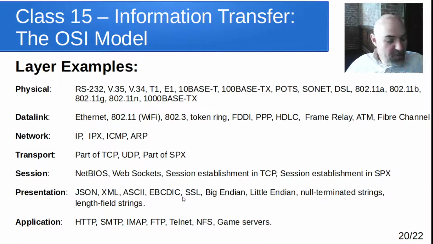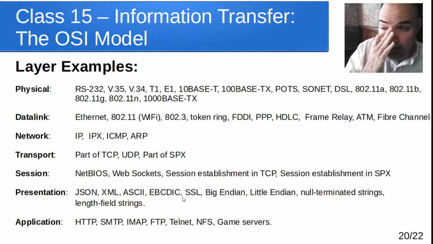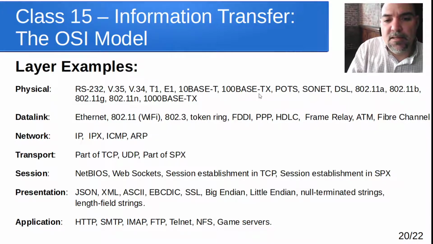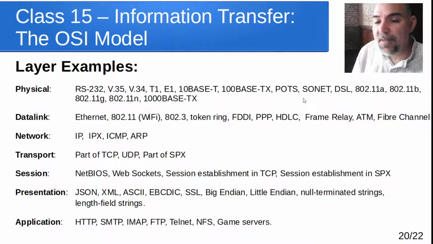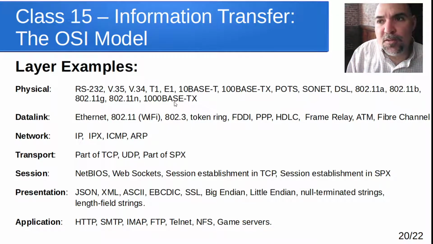Okay, some examples of things that are at each of those layers. I created this list of potential protocols that live at each of these layers. At the physical layer, we've got RS-232, which we've looked at before, and then a whole host of other ones, some of which you might recognize. A whole bunch of Ethernet variants here. POTS, plain old telephone system. If you have a dial-up modem, it might use that. SONET, DSL, and then we have the wireless things here, 802.11a, b, g, n, and then gigabit Ethernet down here, 1000BASE-TX. So pretty much anything that's doing the physical encoding.